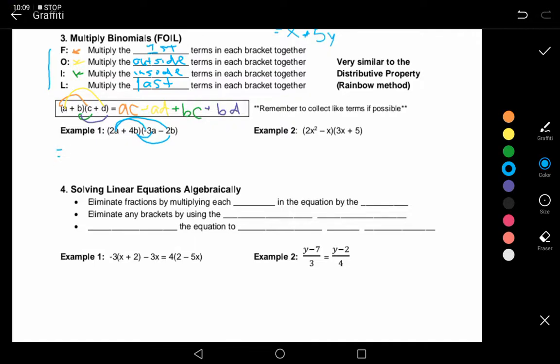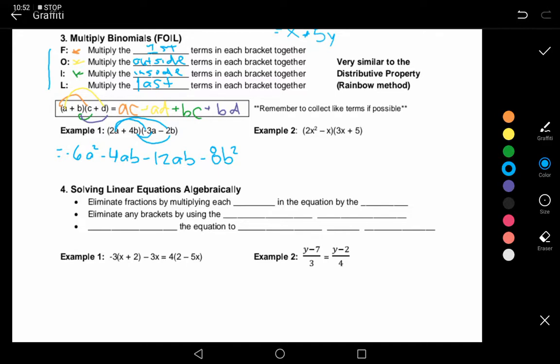So first I have 2a times negative 3a. That's going to give me negative 6a squared, right? Because a times a is a squared. Now I'm going to do 2a times negative 2b. That's going to give me negative 4ab. Okay, now I'm moving on to my second term in my first bracket. So 4b times negative 3a is going to give me negative 12ab, or ba. Doesn't matter what order it's in, that would be the same thing. And then my last terms here, I have 4b times negative 2b, so that's going to be negative 8b squared.